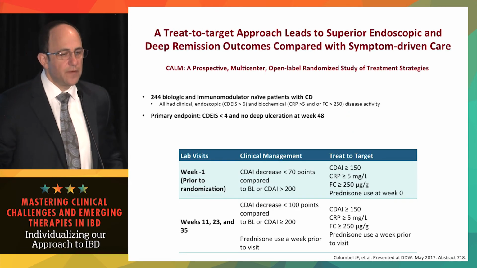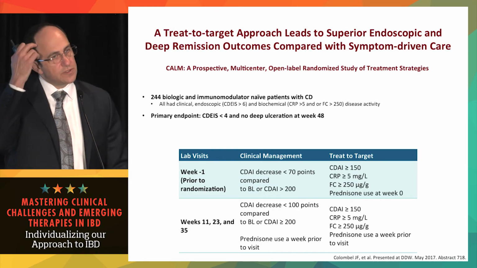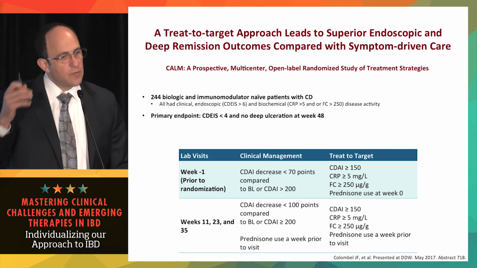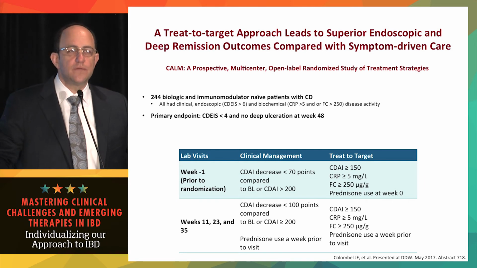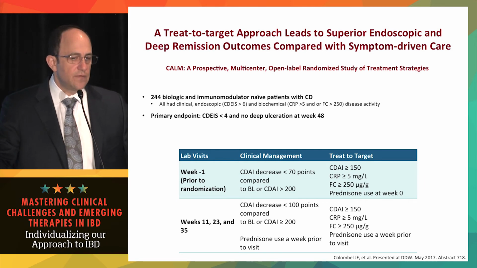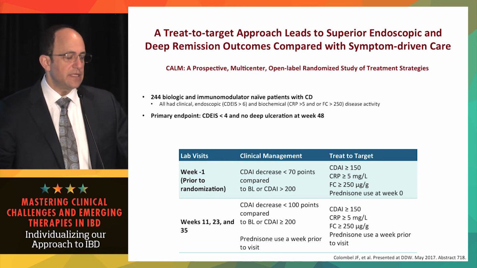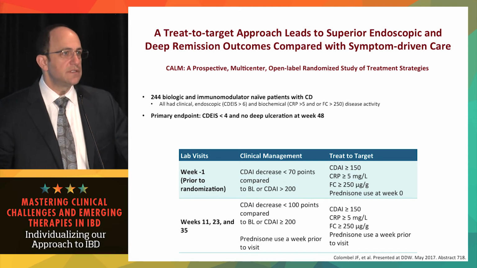One of the most significant papers that's been presented was presented at DDW, and you'll hear much more about this, was a study called CALM, which was a prospective treat-to-target study. And Jodfred Colombel, on behalf of many investigators, presented this. It was 10 years in the making.